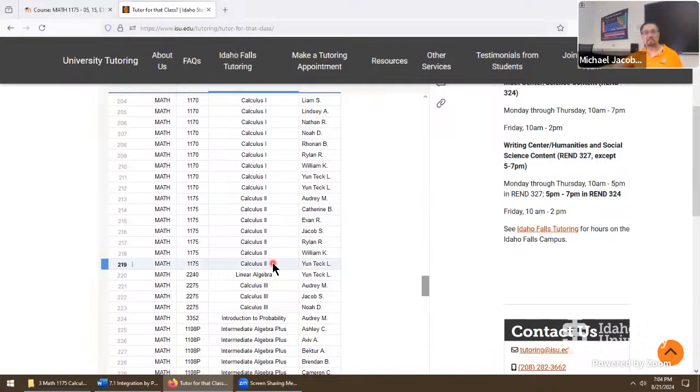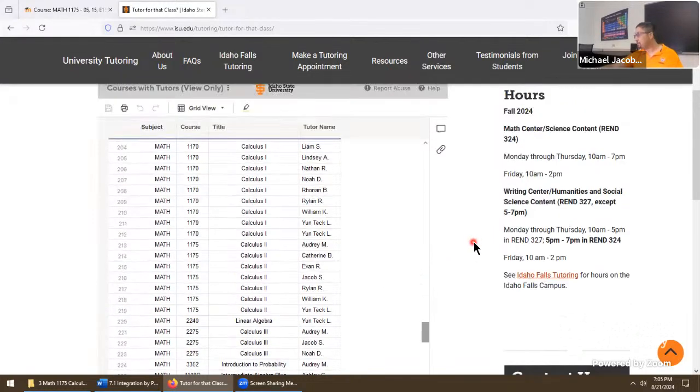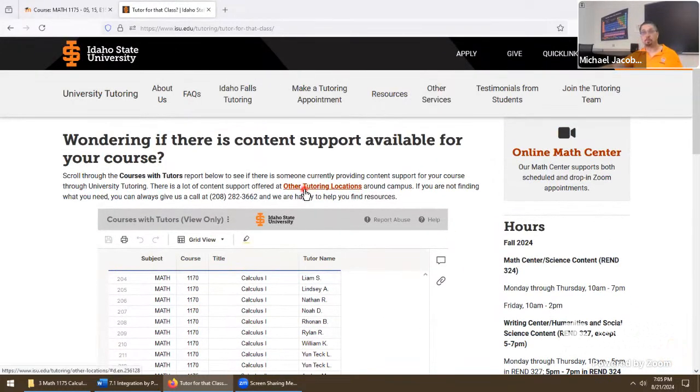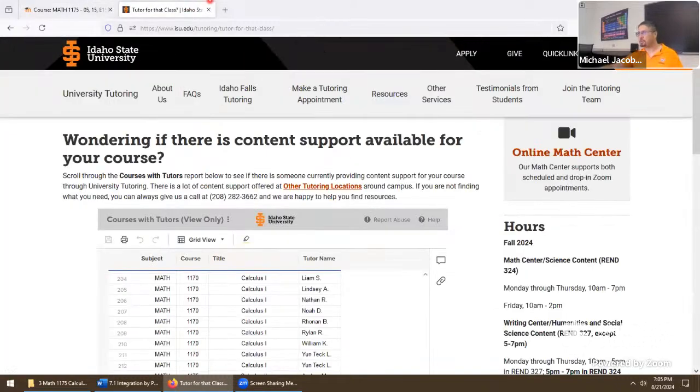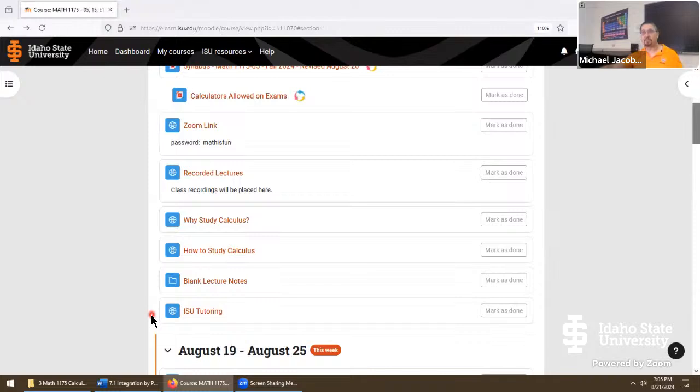There's not a lot of calculus 2, but there are some calculus 2 tutors that are available here. I'm not sure if any of these are on the Idaho Falls campus. So that's one of the things that's a little bit tricky about tutoring here. But there are other ways to get support. So take a look at this page, poke around on it. If you have any questions, I'll try to figure out what information I can. But those are so far the new things I added to the Moodle website.